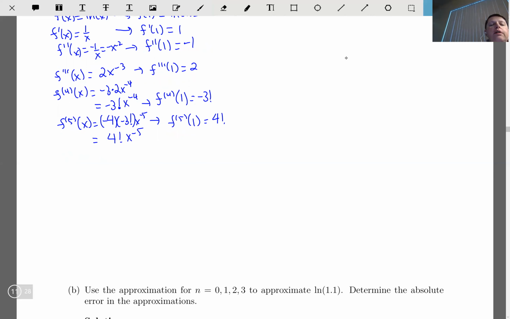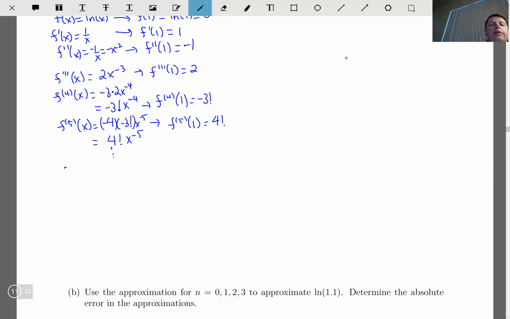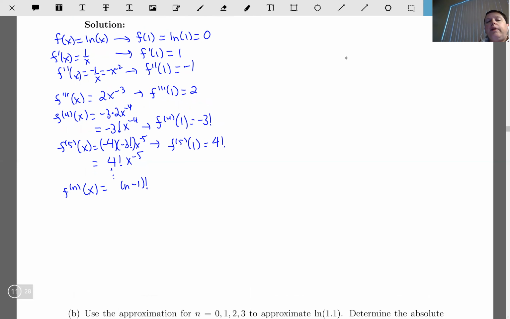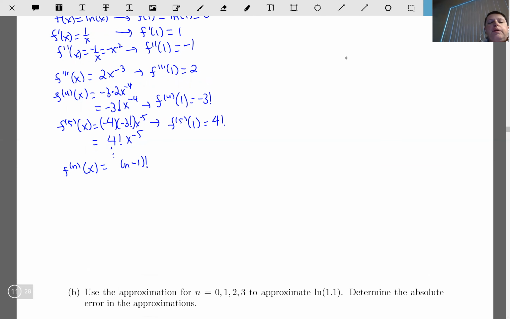If you look at these, you can see that the nth derivative looks like it's going to have n minus 1 factorial, because when n is 5, we have a 4 factorial, when n is 4, we have a 3 factorial, etc. We also have the alternating signs, and notice that when n is odd, we have a positive, which tells me I'm going to have a negative 1 to the n plus 1, x to the negative n.